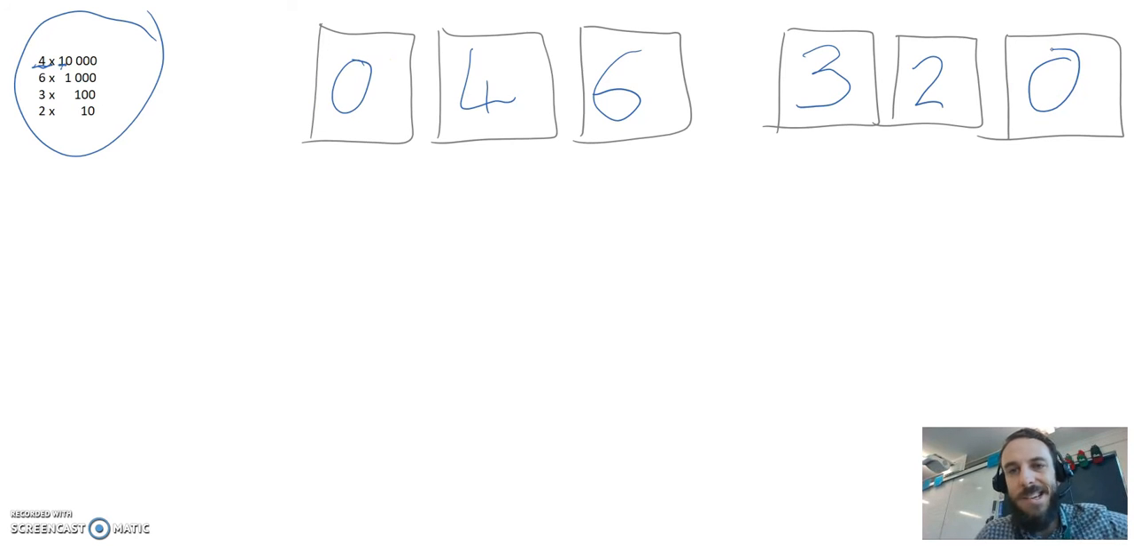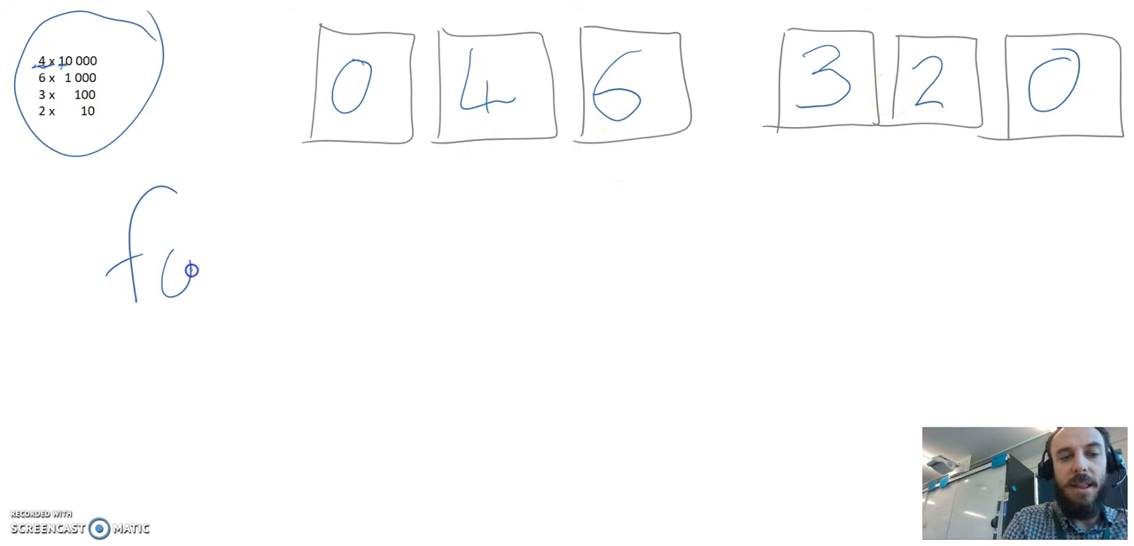And this one's a little bit different because there's no number in my hundred thousands column. So I would just read this again as a 5-digit number. This number is 46,320. You don't need to say 0,100,000. It's just 46,320. And we just write it the exact same way we said it.